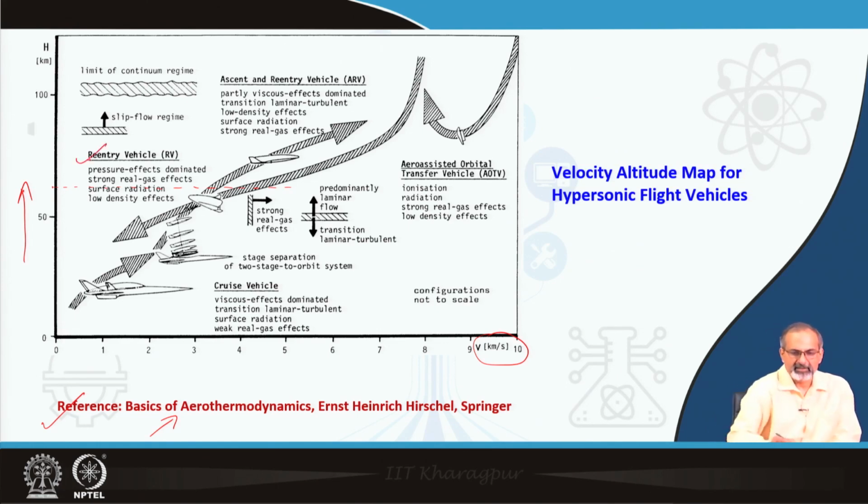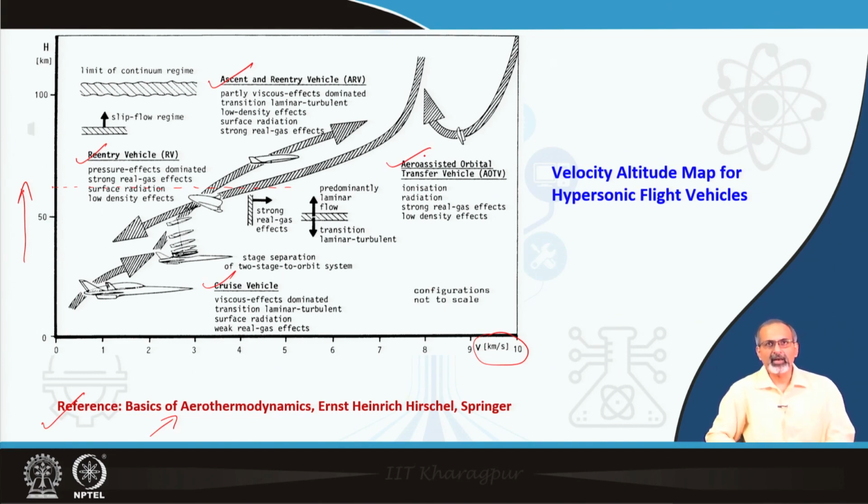We have the re-entry vehicles, ascent and re-entry vehicles, cruise vehicles, as well as aero assisted orbital transfer vehicles, which are indicated in this diagram, along with some of the very important flow attributes at the different conditions in which they fly. So, we are not elaborating on that at this point, but we are just taking a quick glance of the range of possibilities which may occur for hypersonic missions.